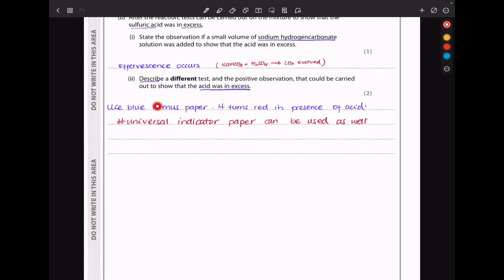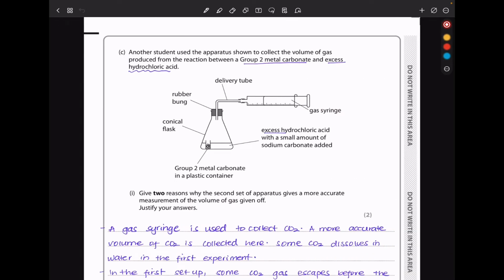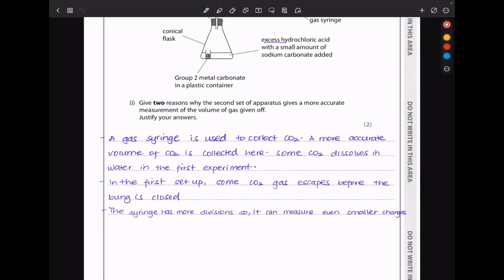Of course, you can use blue litmus paper. It's going to turn red, or you could use universal indicator paper. And in part C, they say another student used the apparatus shown to collect the volume of gas produced from the reaction between a group 2 metal carbonate and excess hydrochloric acid. Now we can see this is a different collection method because they are using a syringe. Using a syringe gives better results because the gas is not going to dissolve in water. So they say give 2 reasons why the second set of apparatus gives a more accurate measurement of the volume of gas given off, and they want you to justify your answer.